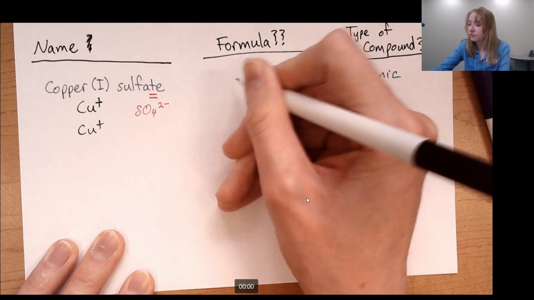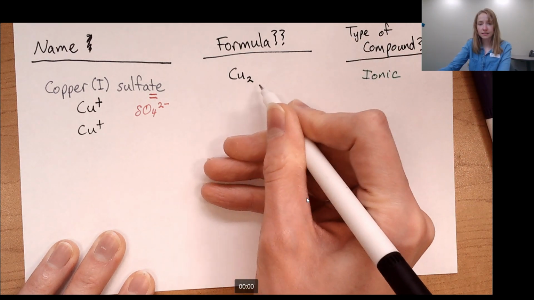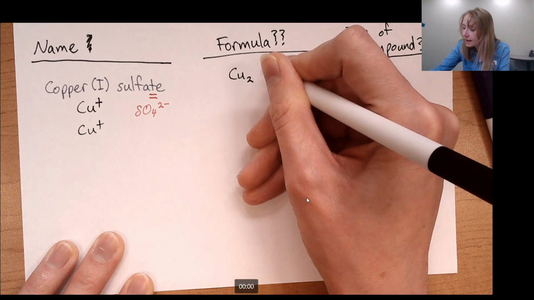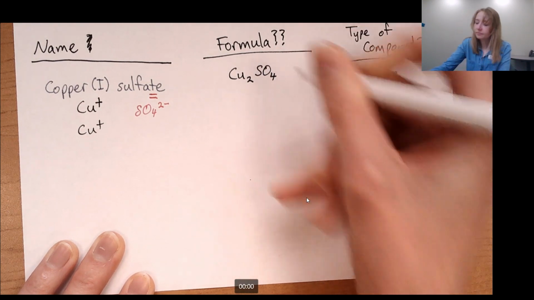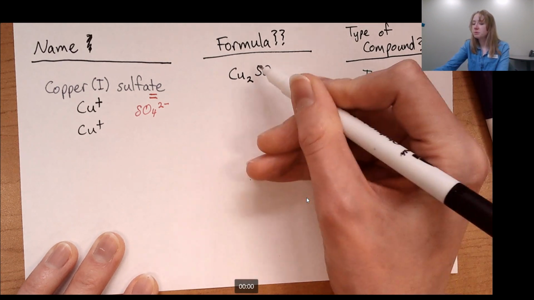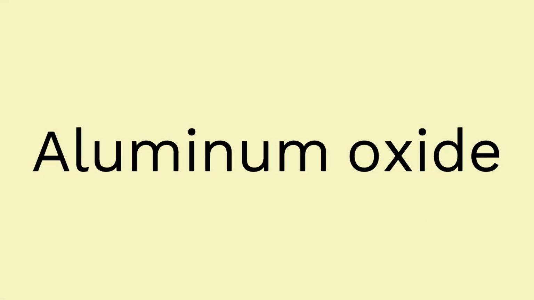And so my formula, I'm going to have 2 copper, so I indicate that by using the subscript 2, and then 1 sulfate. Since I only have one of my polyatomic ion, I don't need to put parentheses around this. It's just SO4. So moving on to the next compound, we've got aluminum oxide.